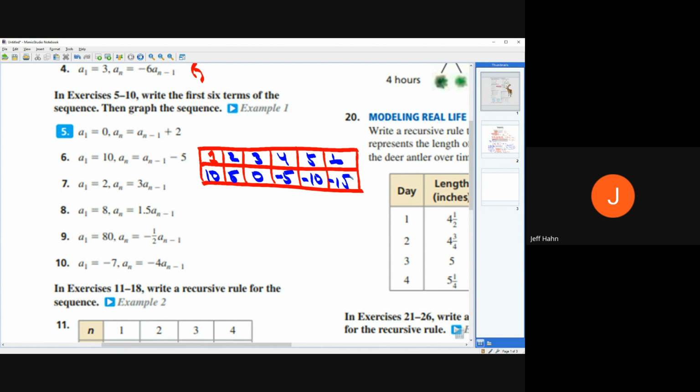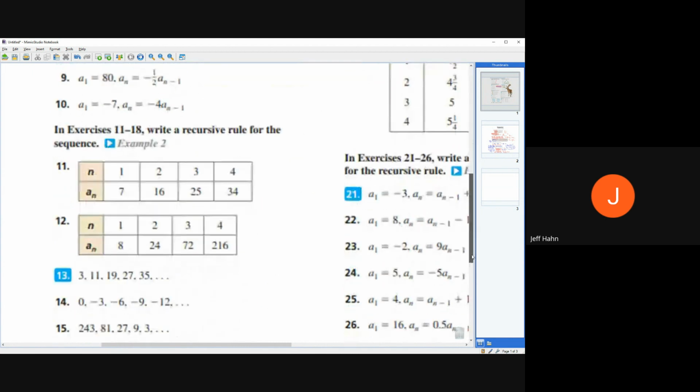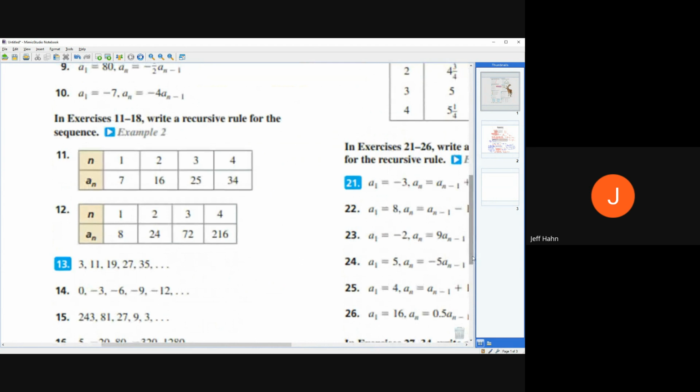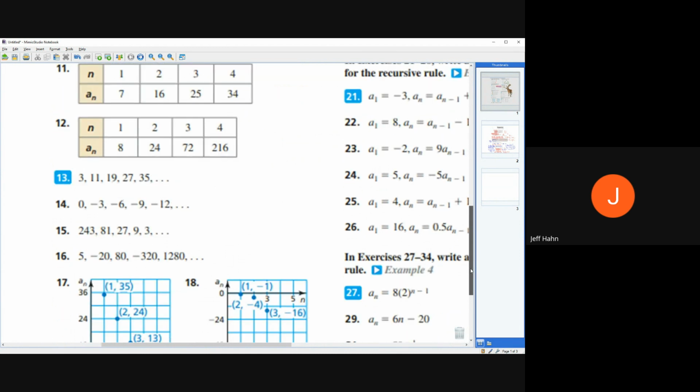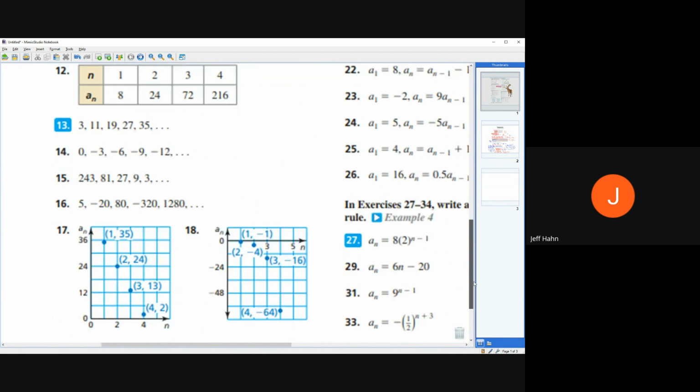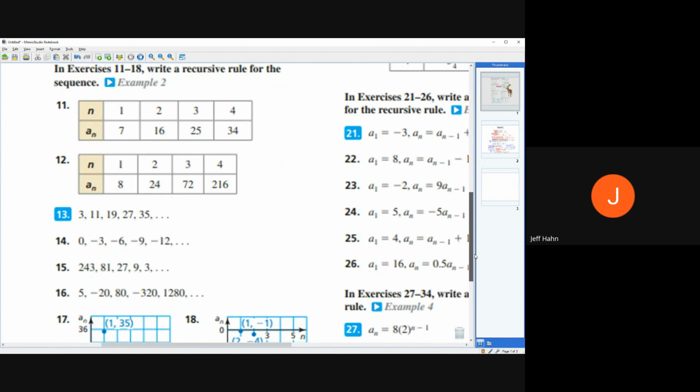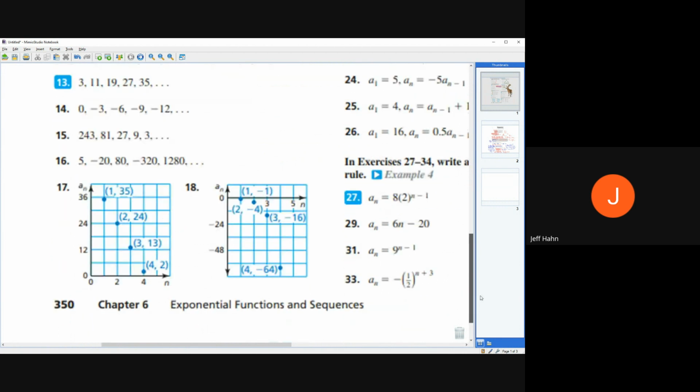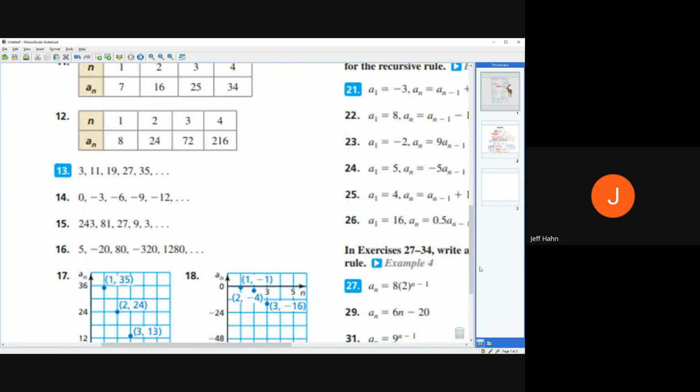Let's drop down a little farther here. We have problems 11 through 18. It doesn't really matter. Lucy, which one of 11 through 18 would you like to see if all of us together with our collective brain power could not do?